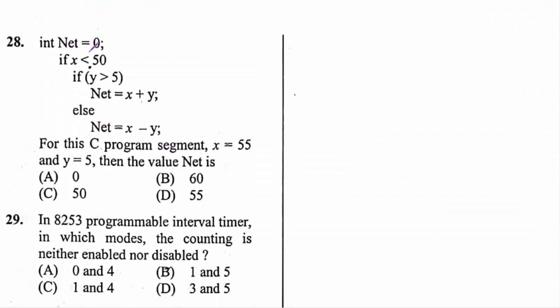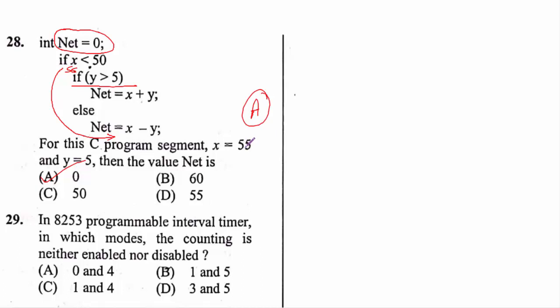28th question is based on C programming. They have given net equals to 0, nothing but they have initialized net value as 0. First condition what they are checking is, if x is less than 50. What is the value of x? X value is 55. Is 55 less than 50? No, right? So this if statement will not be executed. Directly it will be terminated. So when the program is terminated, what is the value of net that is stored? The value of net that is stored is 0. So the option that is going to follow is option A is correct.